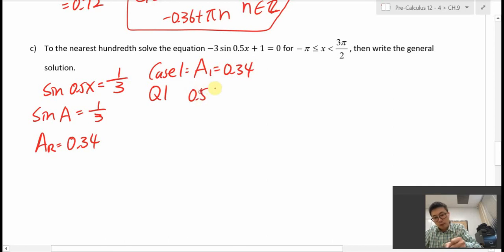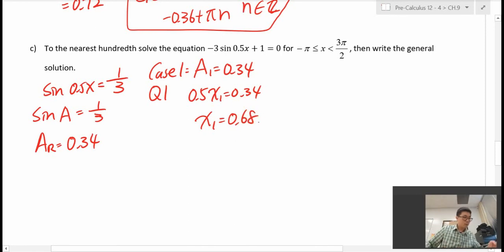And then we can say 0.5 x1 is 0.34. You can solve for x1 by dividing both sides by 0.5 or times by 2. You should get 0.68. Okay, so that's your x1. And now from here, we can find x2 by taking this 0.68. Well, I guess I was supposed to write an equal sign.